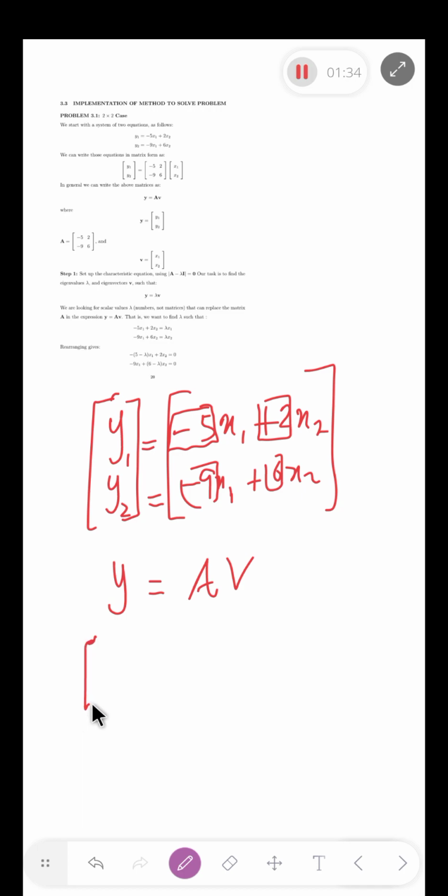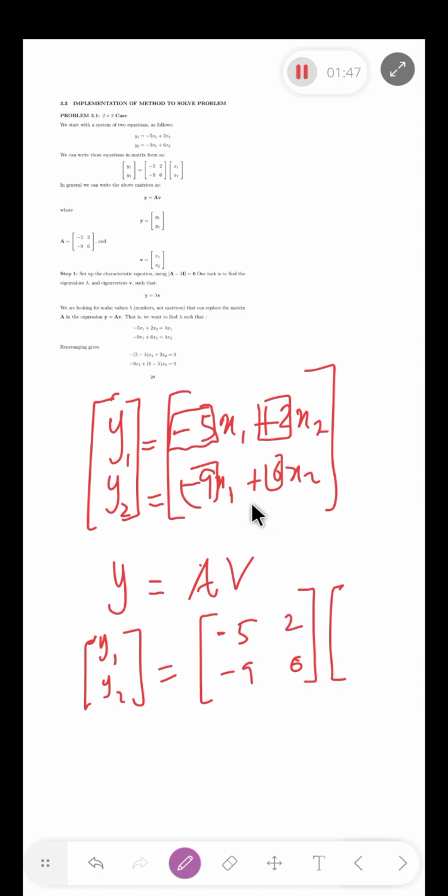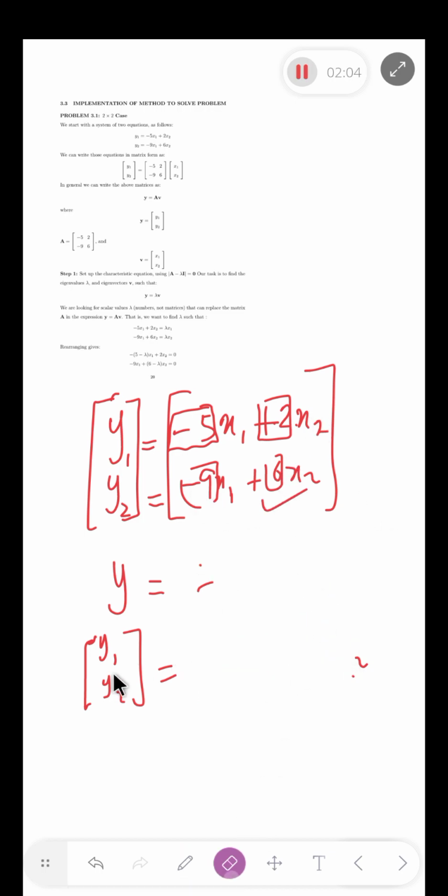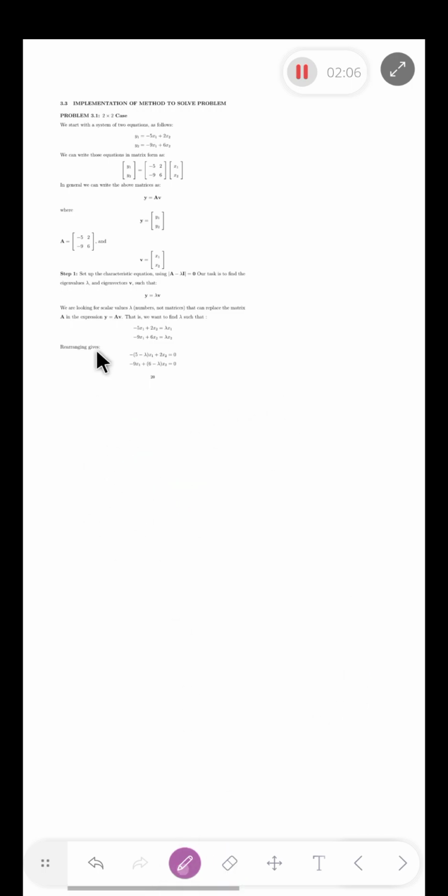So we have y1, y2 equals matrix A, which represents minus 5, minus 9, 2, 6, and the vector implies your x1 and x2. It's still the same thing. If I multiply this and this together, I have minus 5 times x1 is minus 5x1, plus 2 times x2 is plus 2x2. If you do the same for the second row, you get it back. So it does not really affect anything. This is y equals AV: y represents this, matrix A represents this, and my vector is x1, x2.